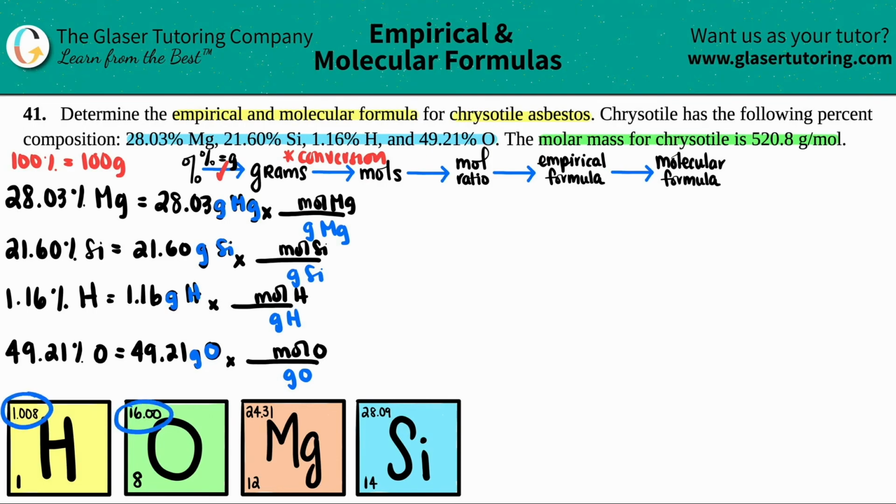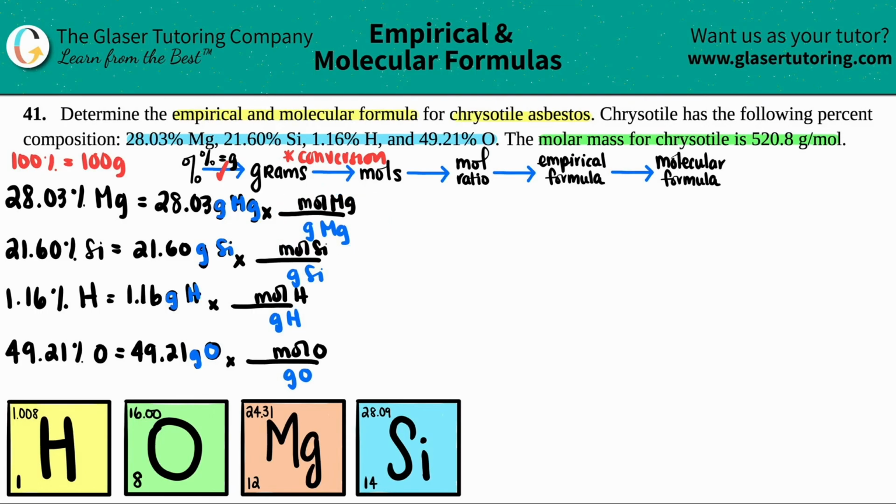Just know that these mass values are in grams. So these numbers go with the gram. And remember, these always equal 1 mole of the element. So for example, 1 mole of hydrogen equals 1.008 grams of hydrogen. 1 mole of oxygen equals 16 grams of oxygen. 1 mole of magnesium, 1 mole of silicon equals these amounts in grams. So that's what the numbers are going to be.